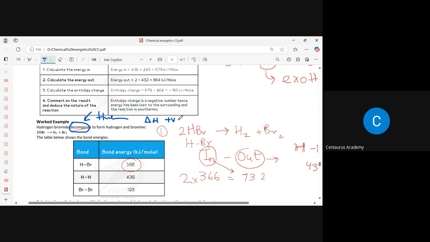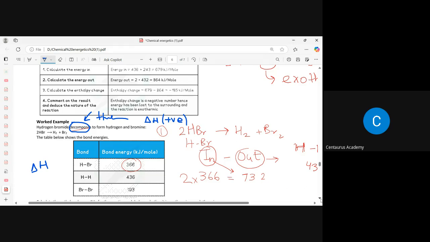We said that generally thermal decomposition reactions are typical endothermic processes, okay? So here, if you look into all of these bond energies, can anyone tell me the answer for the delta H value? Positive 103. Yes, positive 103.